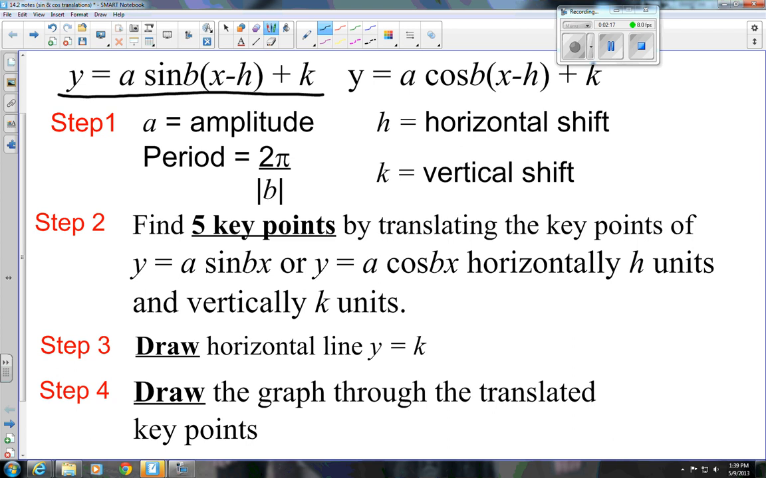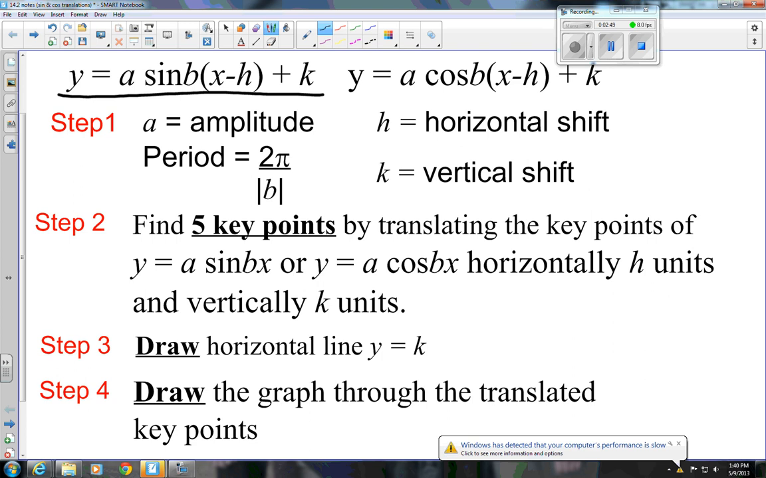K is for keep, so it keeps the same sign. H has the opposite sign. Like if it's negative, it's positive, and if it's positive, it's negative. Right. So if it says x minus 2, it would be a positive 2 for your h. And k keeps whatever sign it's got, and h is opposite. Right. Okay? So that's going to be your first step.